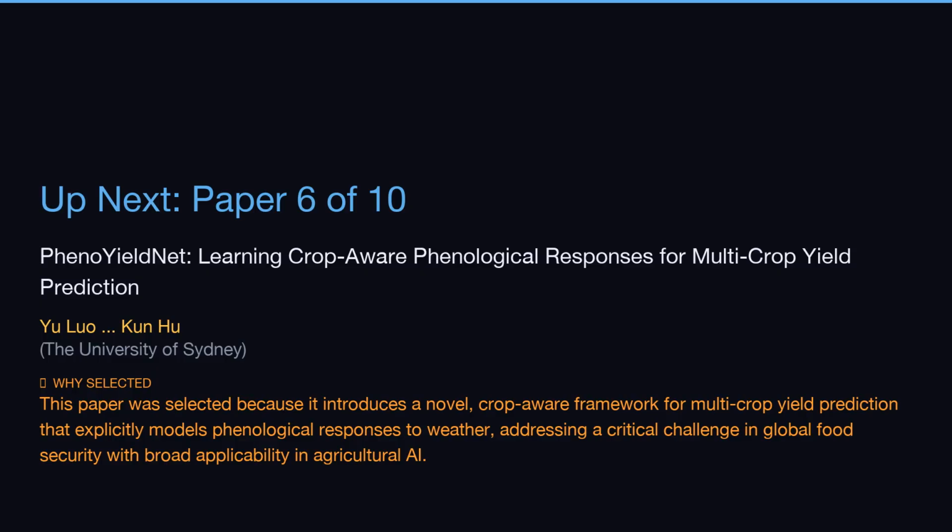Up next, our 6th paper out of 10, PhenoYieldNet: Learning crop-aware phenological responses for multi-crop yield prediction, by Yu Luo and Kuan Chen from the University of Sydney. This paper was selected because it introduces a novel, crop-aware framework for multi-crop yield prediction that explicitly models phenological responses to weather, addressing a critical challenge in global food security with broad applicability in agricultural AI. Let's break down its key contributions.